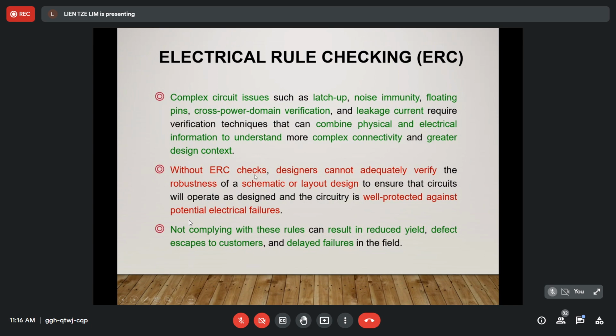Without ERC checks, designers cannot adequately verify the robustness of a schematic or layout design to ensure that the circuit will operate as designed and the circuitry is well protected against potential electrical failures. Not complying with these rules can result in reduced yield, defect escape to customers, and delayed failure in the field.